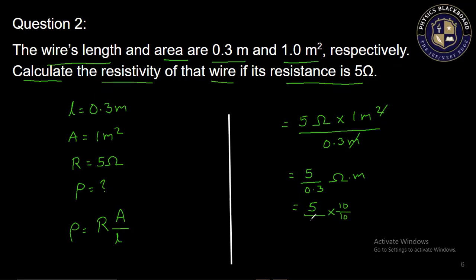Further, if I want to remove this decimal, what will I do? Multiply by 10 by 10, right? So what you will get? 50 by 3. Now, if you further solve it, 3 twos are 6, so you get remainder 20. 3 sixes are 18, again you get 6. Again you get 6. It's a recurring one, so you can stop with this. So what is the resistivity of this wire? 16.66 ohm meter.